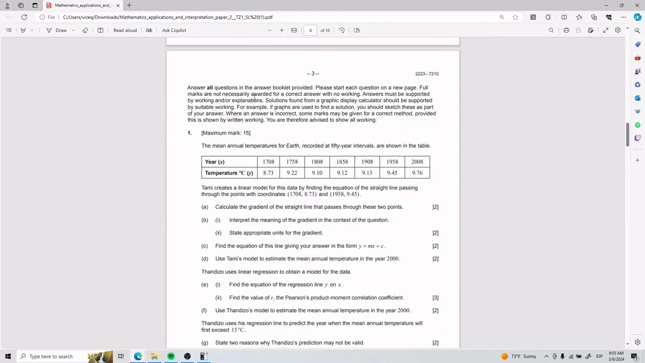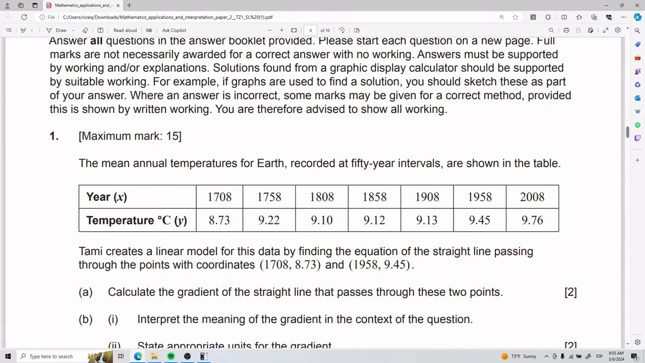All right, for this first one, as we can see, the mean annual temperature for Earth recorded at 50-year intervals are shown in the table. So these temperatures are all mean annual temperatures, and as we can see the 50-year interval, here you have plus 50, here you have plus 50, etc. Okay? How do you read this? Well, in 1908, the mean annual temperature was 9.13 Celsius. All right, so that is like the context.